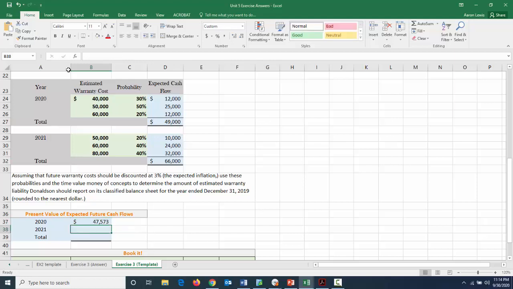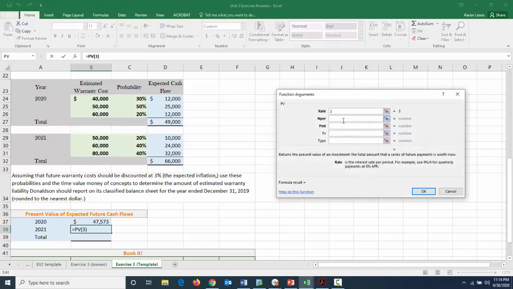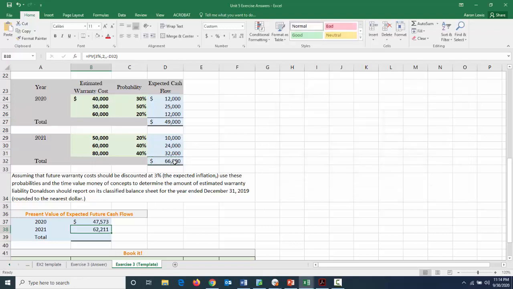In 2021 we're going to do the same thing. We're going to find the present value. Our rate of discount is still that 3% rate of inflation. We made these sales in 2019. We're looking for 2021's estimated redemptions on our warranties. That's a 2-year time period. And the future value that we expect to pay during that year is $66,000. So discounted, that $66,000 2 years from now is the same thing as $62,211 in today's money. And if we add those together, we come up with a total of $109,784.